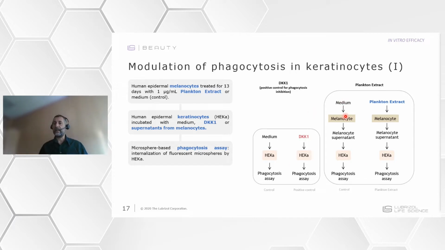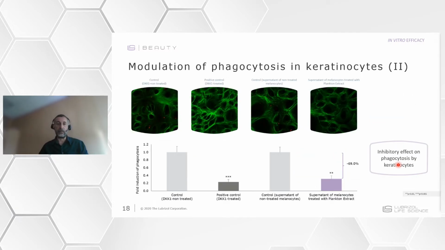So the third experiment is we took some melanocytes that are producing a standard amount of DKK1, the normal amount. And once we have this, we took the melanocyte supernatant with the DKK1 produced by the melanocytes, and then we perform again the phagocytosis assays in the keratinocytes. And the fourth experiment is we put the melanocytes in contact with the plankton extract. So plankton extract, we know that increases the amount of DKK1. So in theory, it will increase the amount of DKK1, so it will reduce the phagocytosis. And this is what we see here.